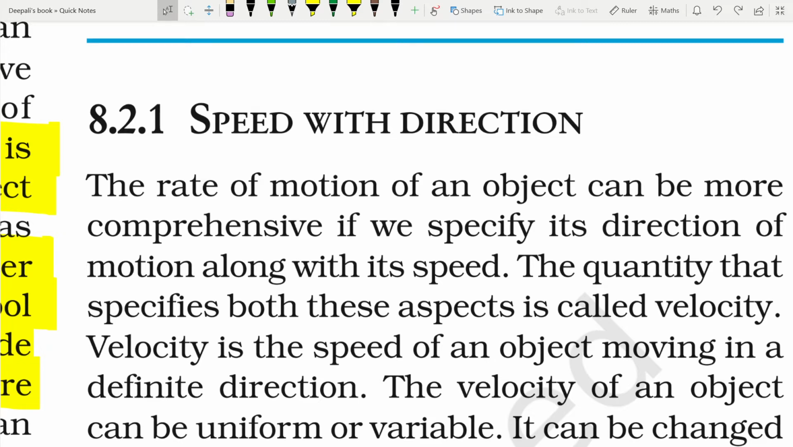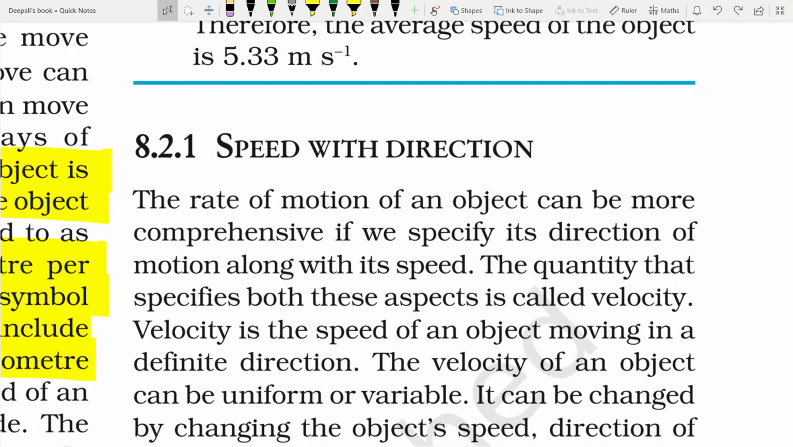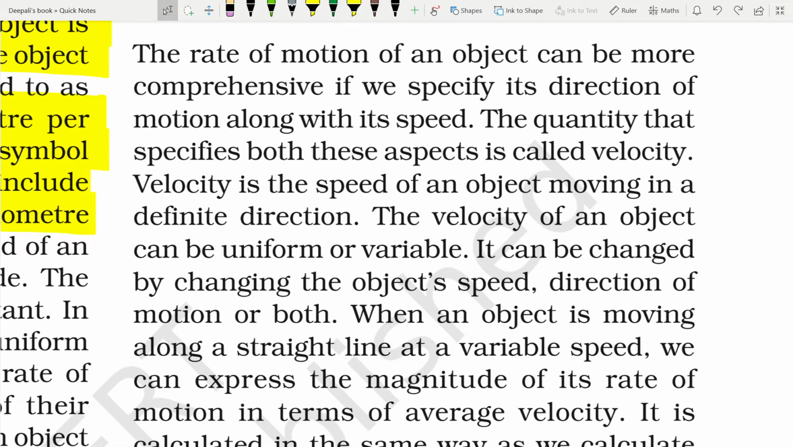The rate of motion of an object can be more comprehensive if we specify its direction of motion along with its speed. So the quantity that specifies both these aspects is called velocity. Velocity is the speed of an object moving in a definite direction. The velocity of an object can be uniform or variable. It can be changed by changing the object's speed, direction of motion, or both.